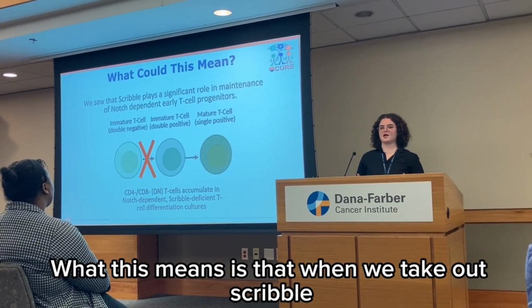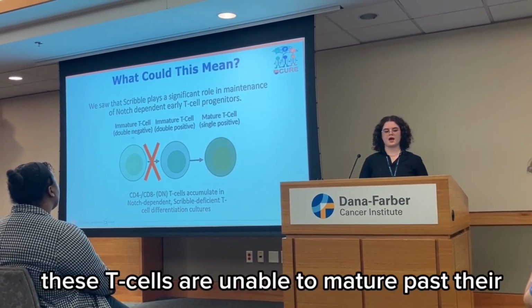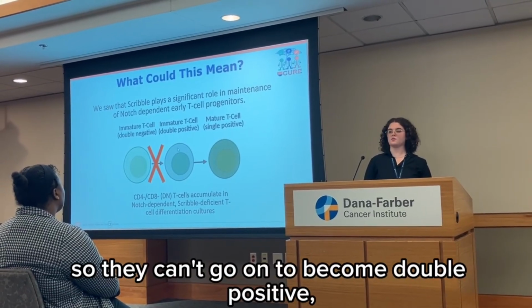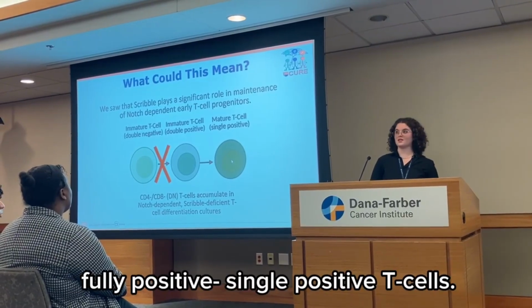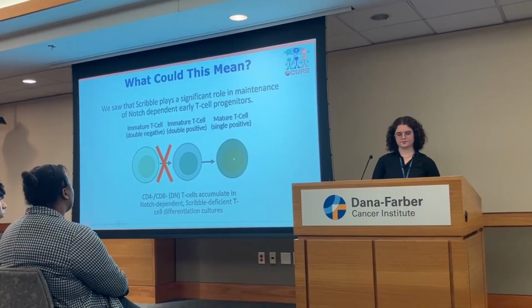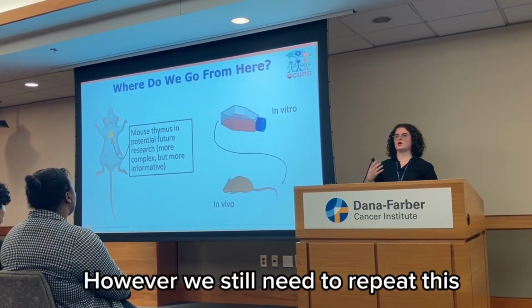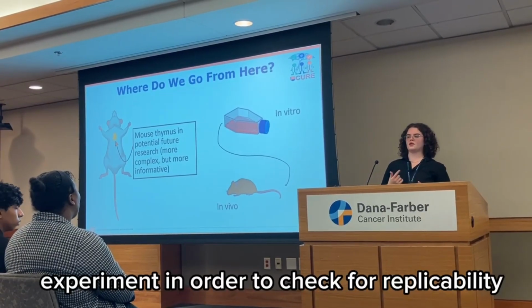What this means is that when we take out Scribble, these T cells are unable to mature past their most immature double negative stage. So they can't go on to become double positive, and they can't go on to become fully mature, single positive T cells. However, we still need to repeat this experiment in order to check for replicability.